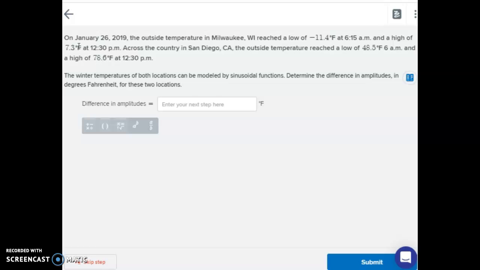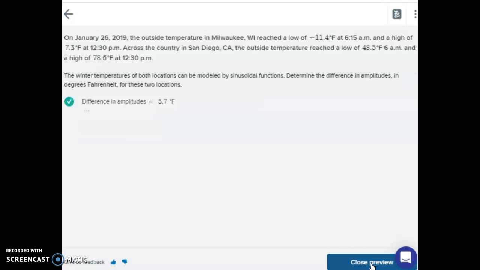So what's the difference between 15.05 and 9.35? Let me get out my calculator. 15.05 minus 9.35, 5.7. So the answer should be the difference in amplitudes is 5.7 degrees. Let's see if that's right. Hoorah. Okay, that's a good place to stop.